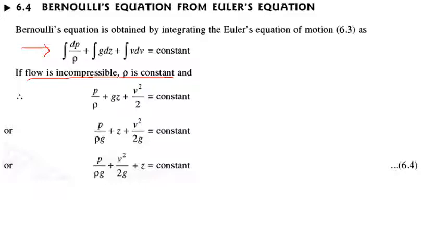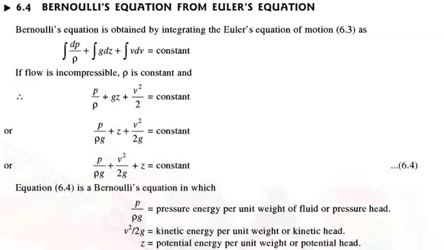So rho need not be integrated. So dp is only integrated, which becomes p by rho. Again we have g into z, that is when dz is integrated, and the integral of v dv is v square by 2. So the equation finally rearranged comes to p by rho g plus v square by 2g plus z is equal to constant. This is Bernoulli's equation, in which p by rho g is the pressure energy or the pressure head, v square by 2g is the kinetic head, and z is the potential head.